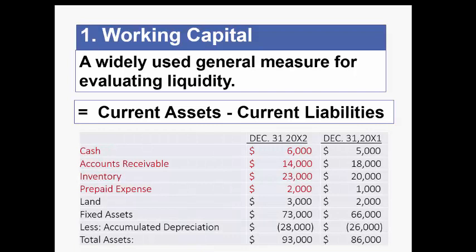So if we look at the balance sheet for Aggie Inc., you can see that the current assets would be cash, accounts receivable, inventory, and prepaid expense. These assets will either be used up or converted to cash within the year. So they're called the most liquid or the current assets. Those add up to be $45,000.